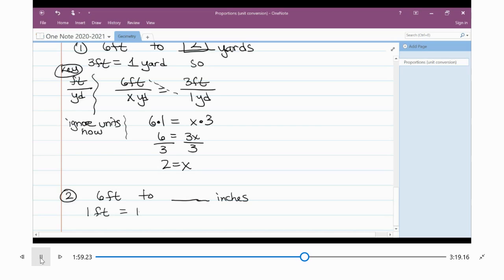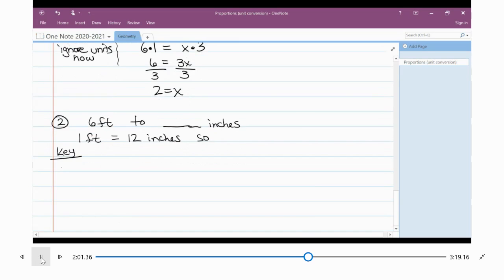Okay. We're going 6 feet to some number of inches. Again, probably very easy for everybody. Most of you can do it in your head, it's 72 inches. In this case, you're just going to multiply by 12. Why can't we just do that? You probably can in most cases. But again, I'm teaching you to prep you for some more complex problems.